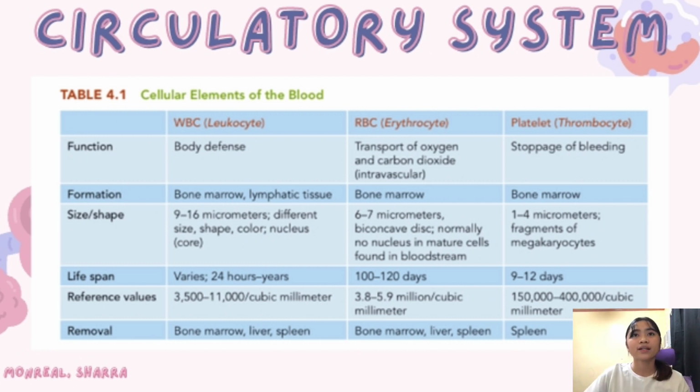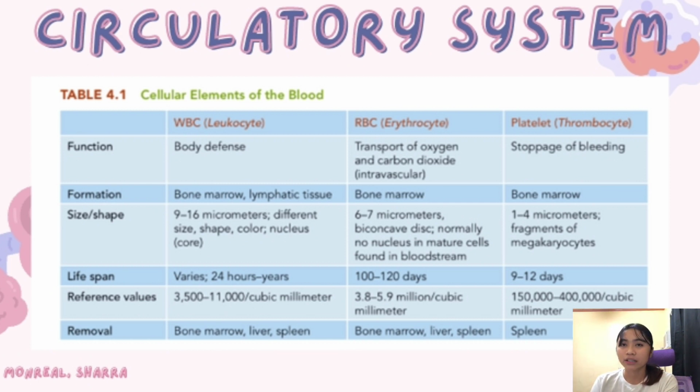So again, our cellular elements are WBC, RBC, and platelet, or leukocyte, erythrocyte, and thrombocyte. The main function of our leukocyte is body defense, while our RBC's main function is to transport oxygen and carbon dioxide, and platelets are for stoppage of bleeding. All of these cellular elements are formed in the bone marrow. For their size and shape, our WBC is 9 to 6 micrometers, with different size, shape, color, and has a nucleus, while our RBC is 6 to 7 micrometers and is a biconcave disc.